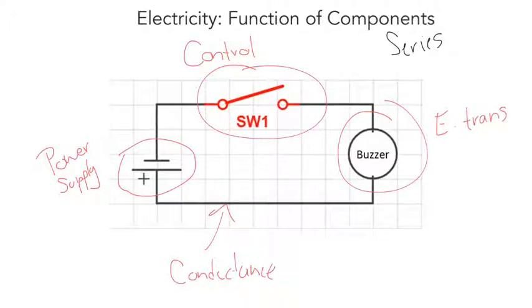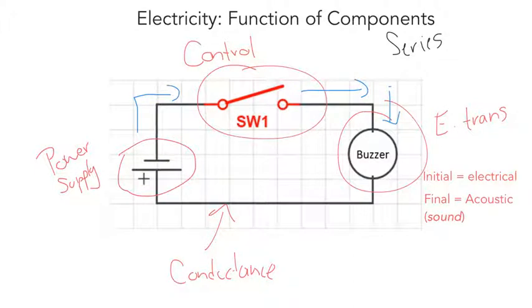And the reason why it's our energy transformation is because our initial form of energy is going to be electrical, because you have your electrons traveling from your power supply through the switch down into the buzzer, and as the electrons travel into the buzzer, it's transformed into acoustic sound, which is what we hear when the electrons go through it, and then of course the electrons go back to the power supply.